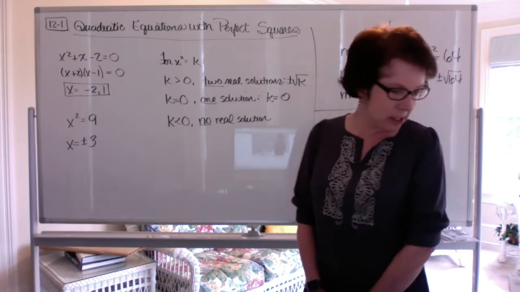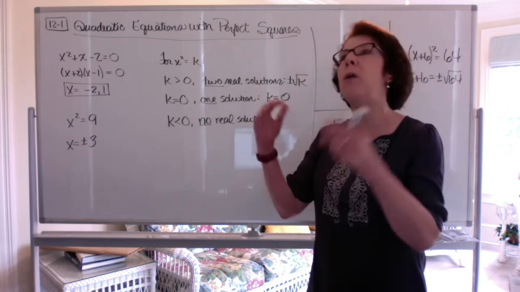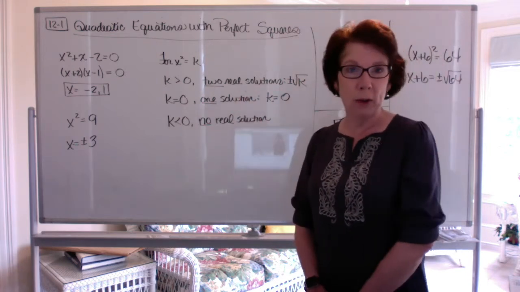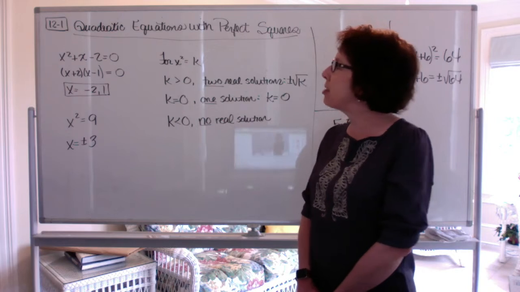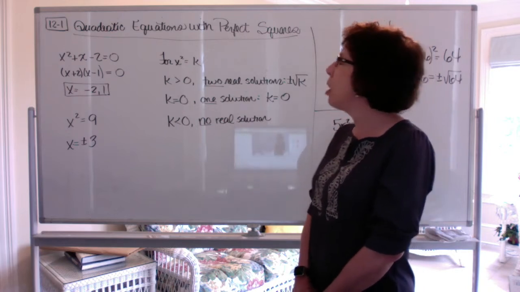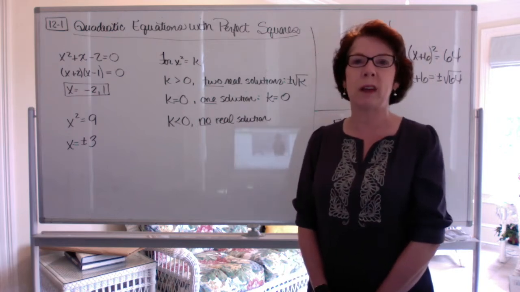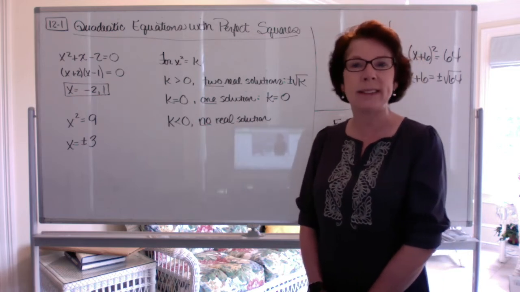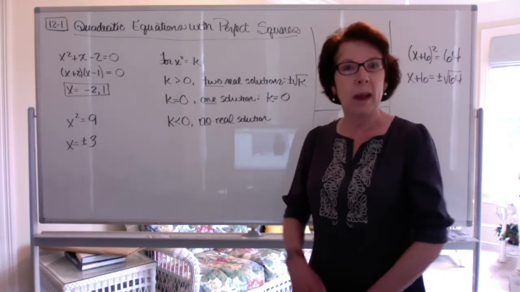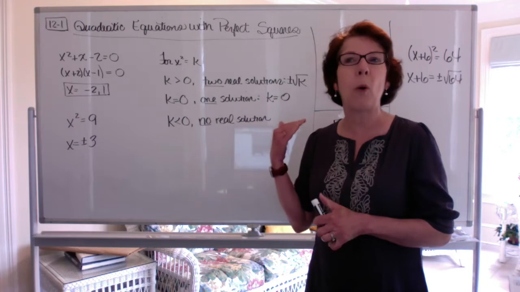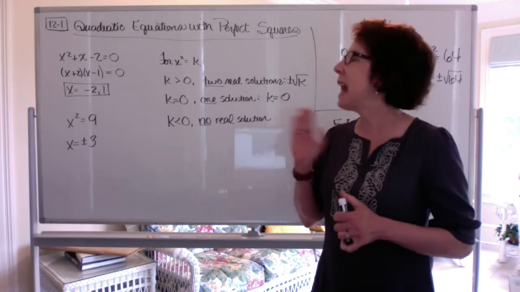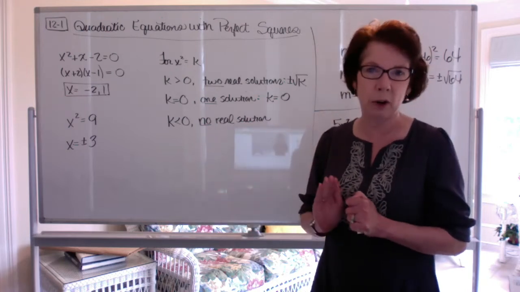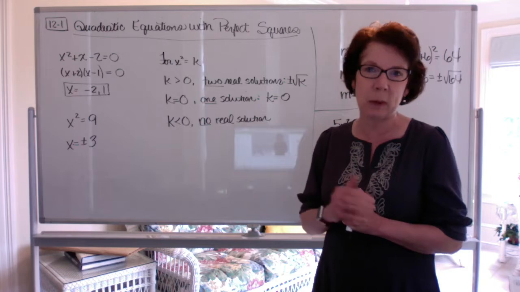Quadratic equations. This whole chapter is on quadratic functions, and we're going to start out by talking about quadratic equations with perfect squares. Okay, well, what is a quadratic equation? It's an equation that has a squared term. It doesn't have a cubic term or a term to the fourth power. It has to have a squared term, and that's the highest degree exponent it has.